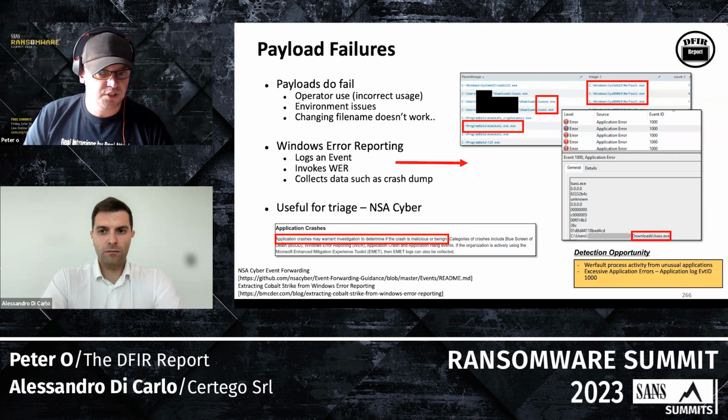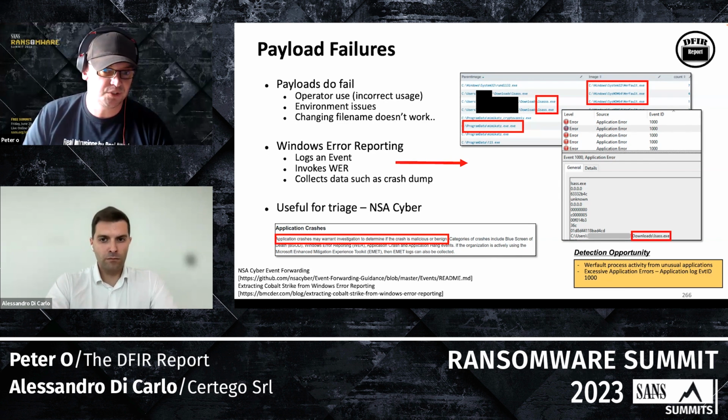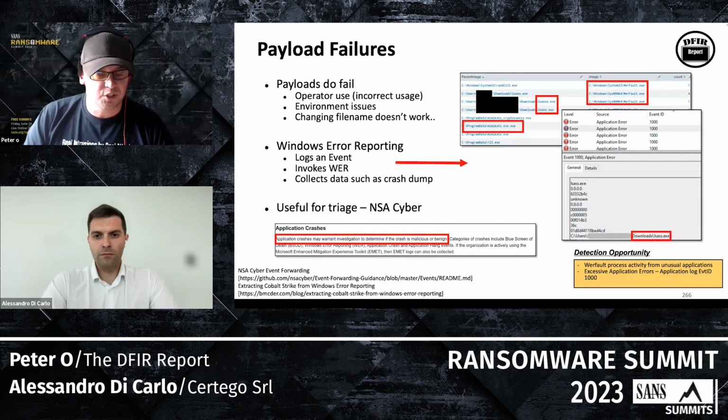The NSA provided a useful note indicating that application crashes could warrant further investigation. These aren't security events, so there will be other benign crashes on the network, such as Office or Word crashing, and so on. But if you see spikes in these, it can be quite a useful resource.